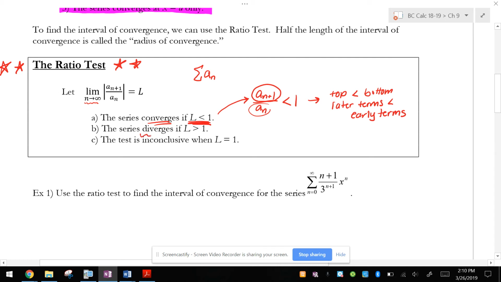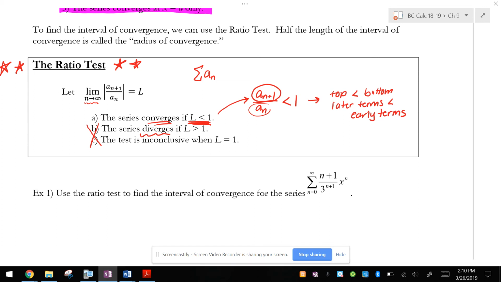Now, the series will diverge if L is greater than 1, because if later terms are bigger than earlier terms, it's going to grow to infinity. And if L equals 1, the test is inconclusive. Now, for what we use this for, I don't care about B or C right now. I'm just going to go through one example with you so we can get something under our belt, and then we will talk face to face.